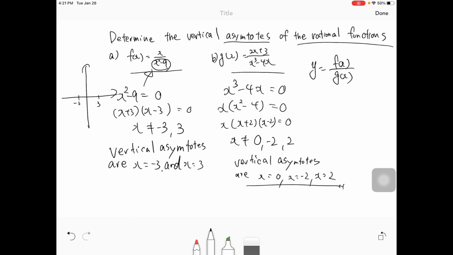So again, to find vertical asymptotes, you need to find the domain of the function. And in the case of rational functions, to find the domain, you need to find the x values that make the denominator 0.